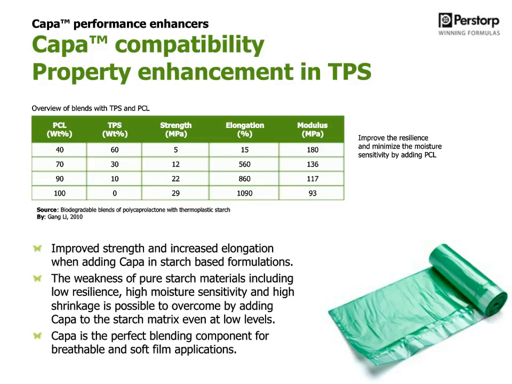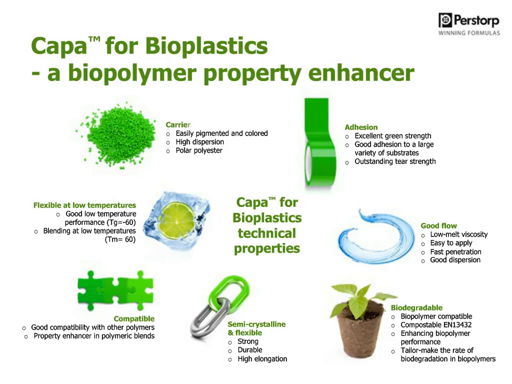And so if we summarize the different properties of Capa for bioplastics, it has a wide range of properties that are interesting in this field. It can function as a carrier thanks to the low melting point, but also the compatibility to both pigments and different materials. It can be used as a masterbatch carrier. And with its low melting point, it has a really nice dispersion into the final compound.